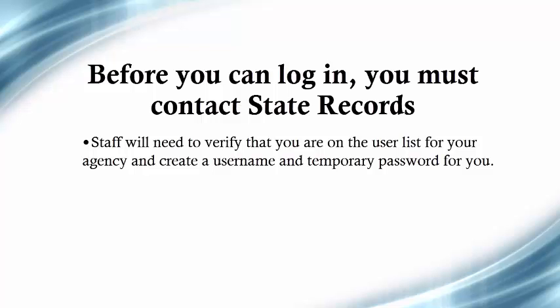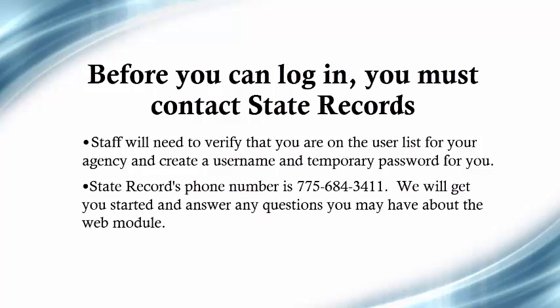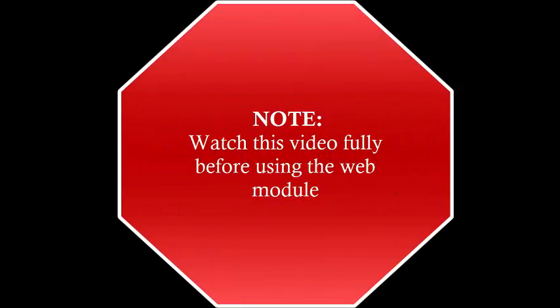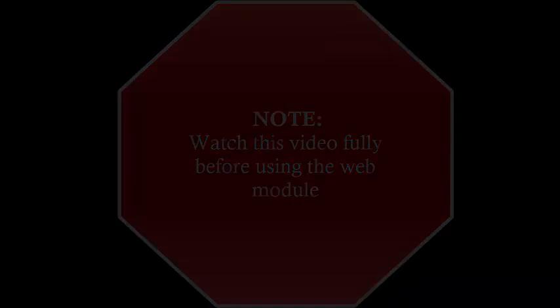We will verify you are authorized to access your records, and upon request, create a username and temporary password to access the web module. If you need assistance, call State Records at 775-684-3411. We know training videos are not usually exciting, but please watch the entire video. It is key to helping you use our web module.